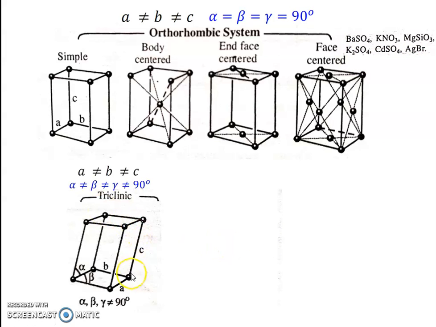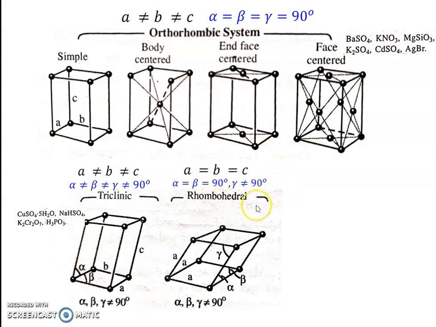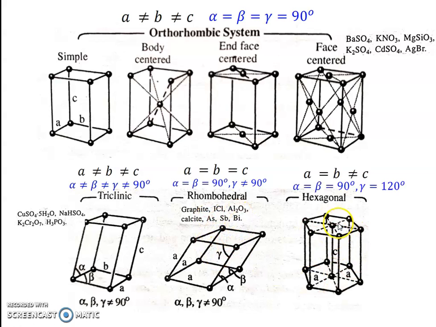Next system is triclinic. This is the shape of triclinic, and the examples are copper sulfate pentahydrate, sodium bisulfate, potassium dichromate, then hydrogen phosphide. Next is rhombohedral. These are the lattice parameters, and this is the shape of rhombohedral. Examples are graphite, interhalogen compound of iodine, iodine monochloride, alumina, calcite, arsenic, tin, bismuth, and last, hexagonal.